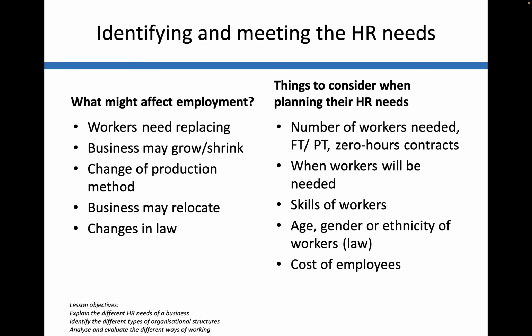We might change our production method, for example from job to batch, and that might change how many employees we need. We might relocate our business to a new place, so we need to move employees. There might be certain changes in law. For example, minimum wage might go up and we need to change people's contracts and things like that.